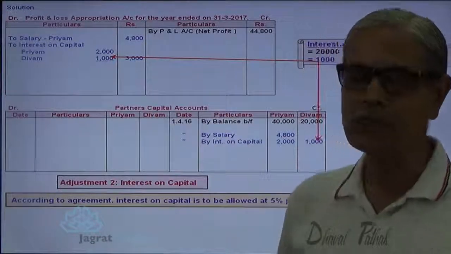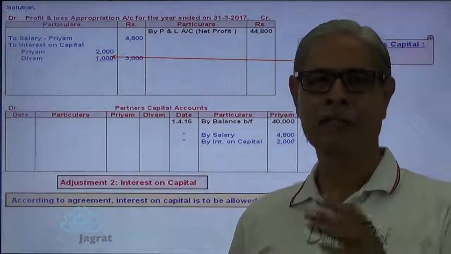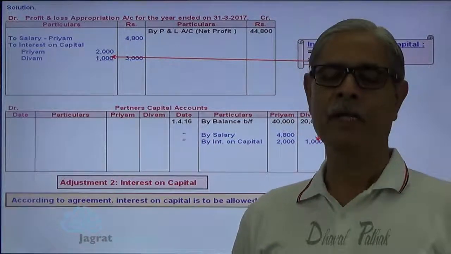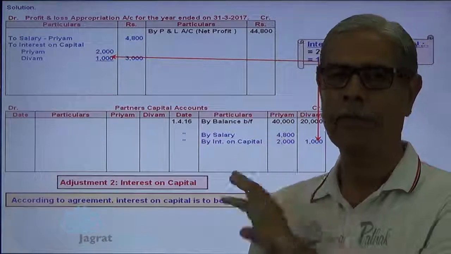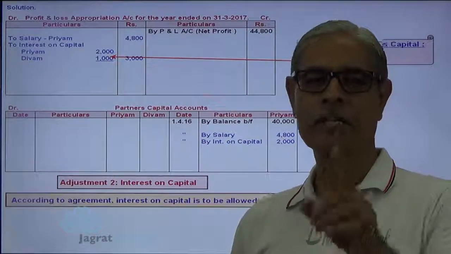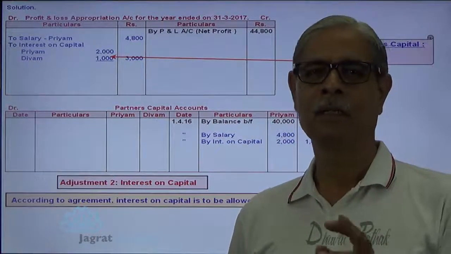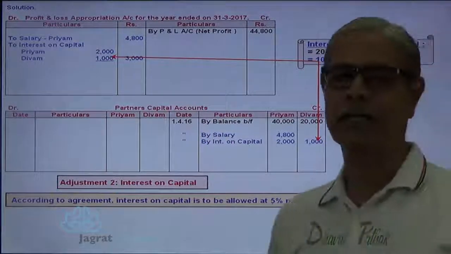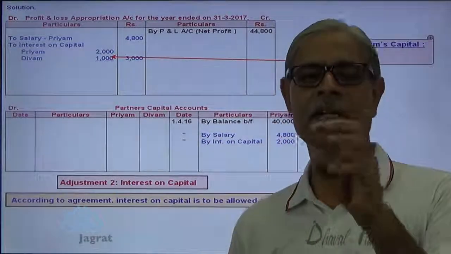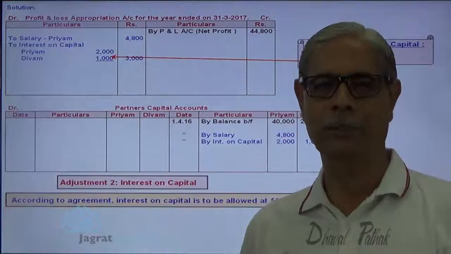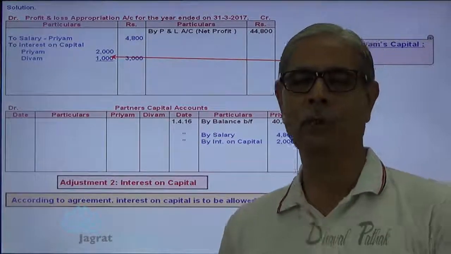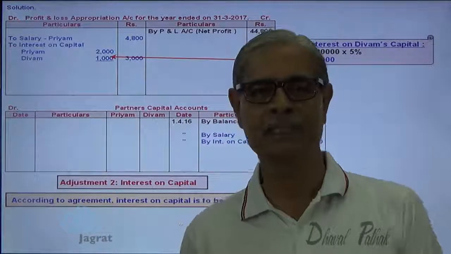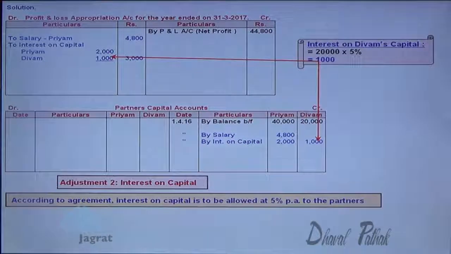If you want to write down the journal entry for this, interest on capital is to be paid to partners. So interest on capital account debit rupees 3,000 to Priam capital account, to Divam capital account credit 2,000, 1,000. And this interest on capital will be debited to profit and loss appropriation account. So profit and loss appropriation account debit 3,000 to interest on capital account credit 3,000. This is how adjustment entries could be recorded.